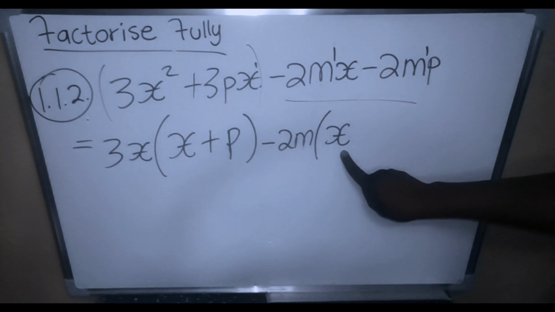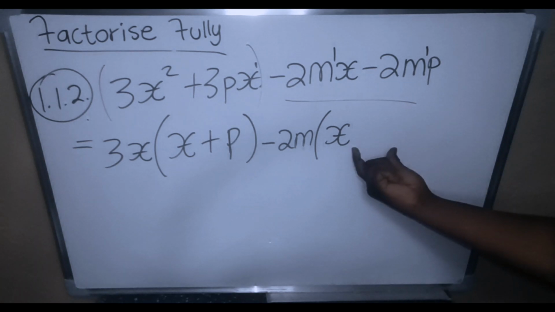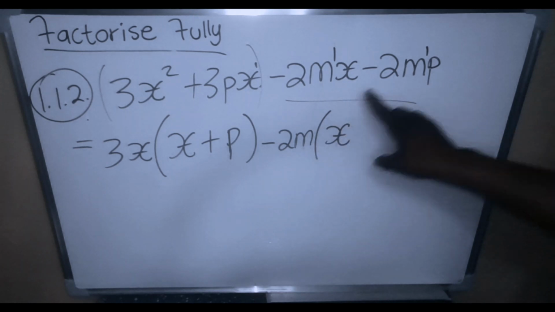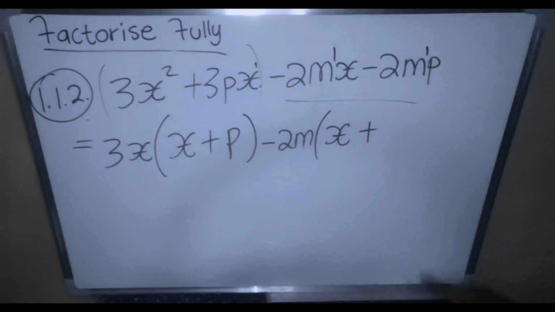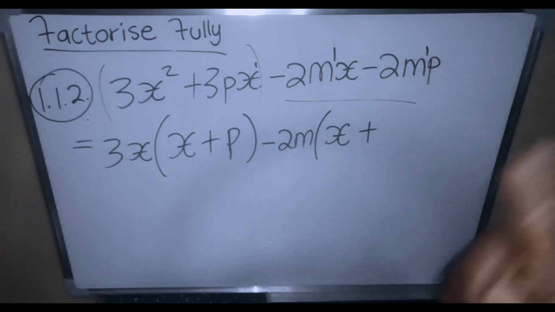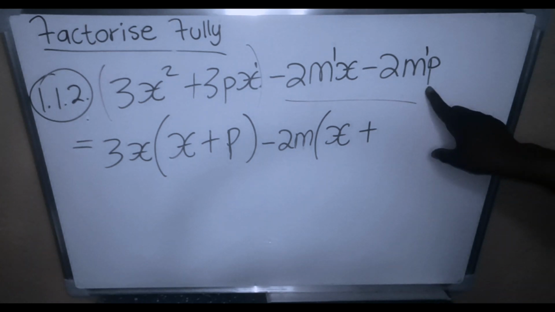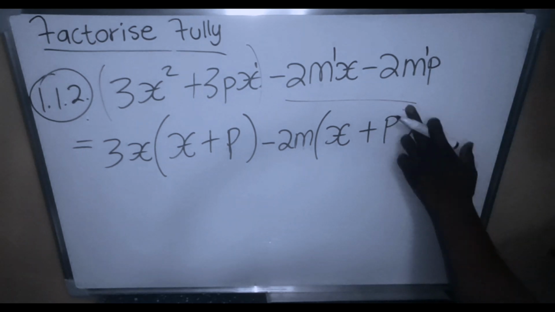I bring it down. The very same thing we do on the second term of this second bracket. Negative 2mp divided by negative 2m. Negative 2 divided by negative 2 is plus 1. I put plus here. m divided by m is 1. There's no longer m. p, I bring it down. Then I'm done with my brackets.